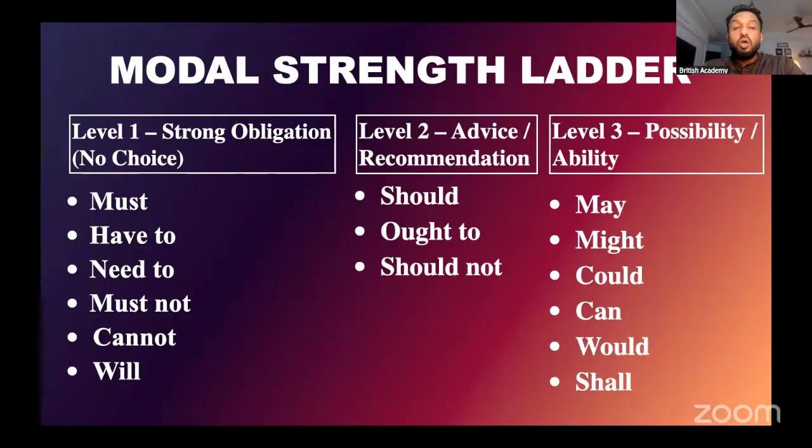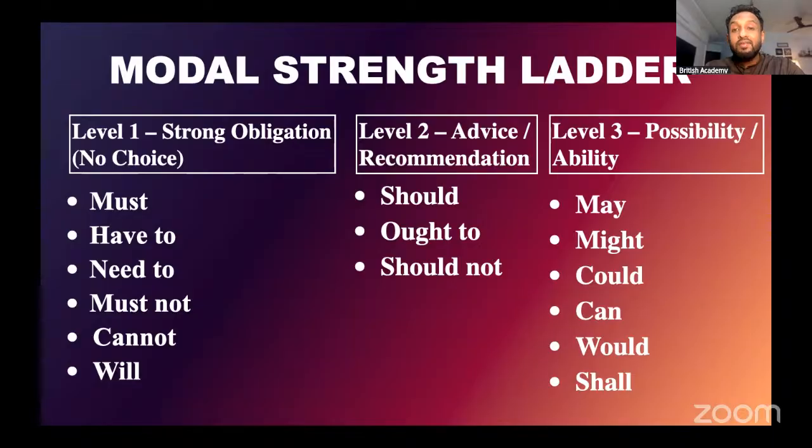Level one is strong obligation, something which has to be done by someone. It is strong obligation, there is no choice. Words like must, have to, need to, must not, cannot, will. If you see these words in your question, always understand your answer is also going to be a strong obligation. Like, I must do this. If I say I must do this, there is no option for me. If I say I may do this, I have an option. I may or I may not. I should do this, that is required, but it depends on me. So level one is all about strong obligation.